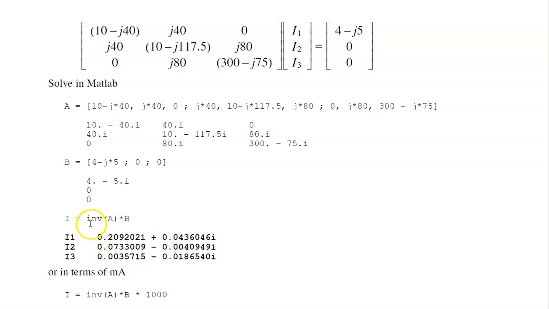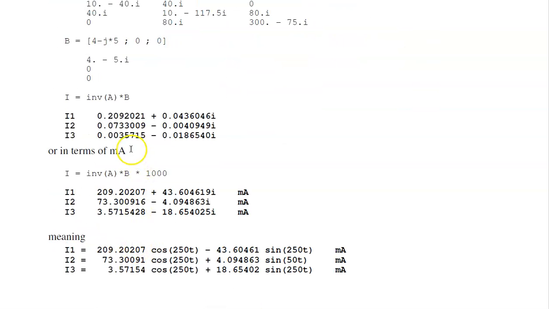So now the current is the inverse of A times B. Wind up with a complex number. What the complex number means, the real part is cosine, complex part is sine. And here if I express it in milliamps, I just multiply by 1000. So that's 0.209 cosine 250t minus 0.043 sine 250t in amps, or this in milliamps.